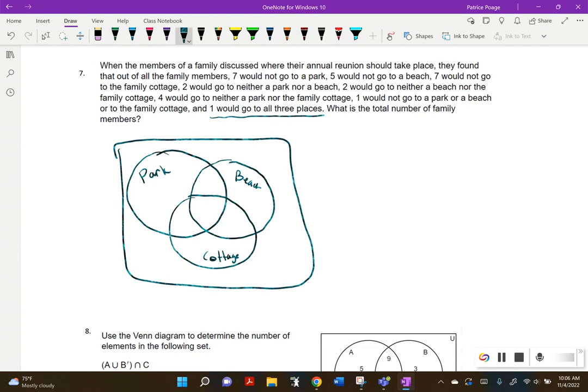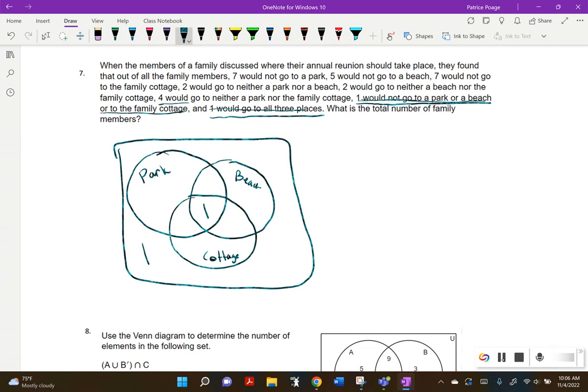1 would go to all 3 places. Boom. That is a nice person. That is the people pleaser of the family. And then we're working our way back. 1 would not go to the park or beach or family cottage. That is the black sheep of the family.